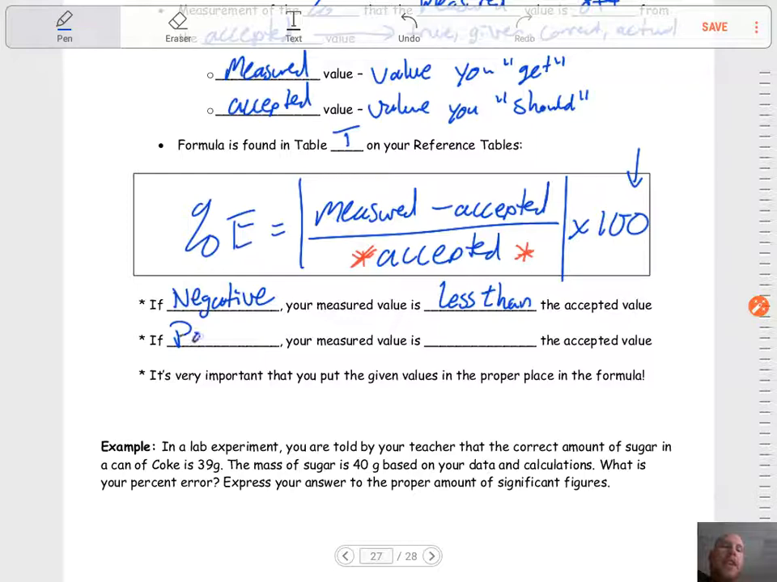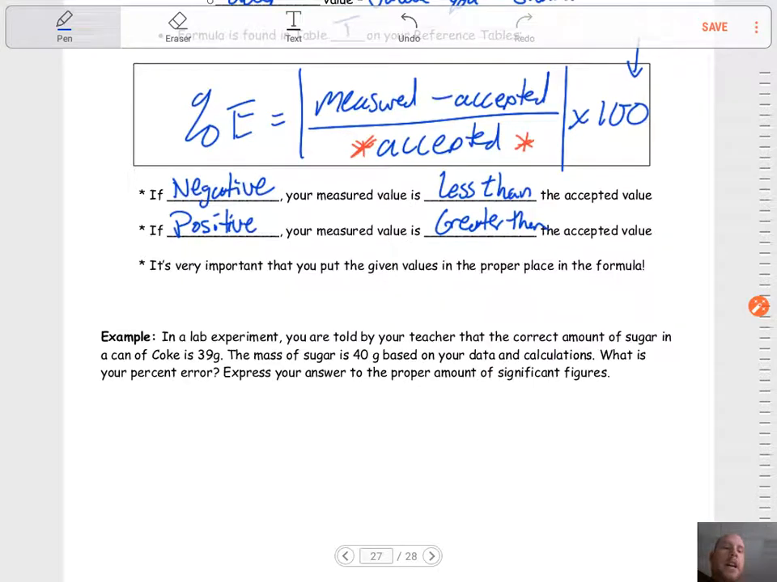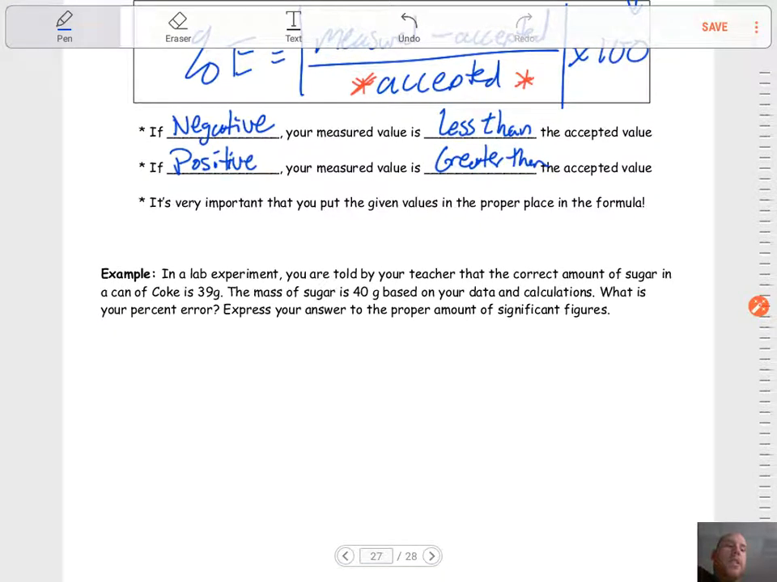If it's a positive percent error, that means that your measured value is greater. That means you shot too high. Okay? It's very important that, guys, that you put the given values in their proper place in the formula. Otherwise, you could get them wrong. So we'll do one example together, and then you guys can do a bunch of practice.